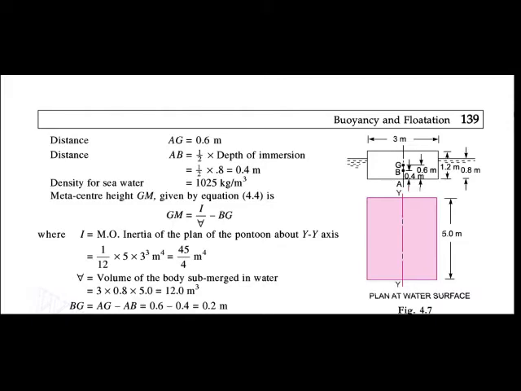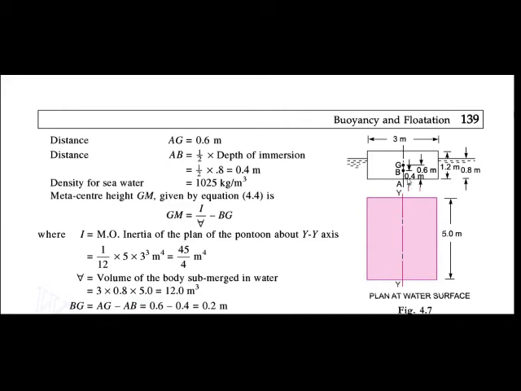Here the depth of immersion is 0.8, and the center of buoyancy will act at the center of this height. So it is equal to 1 upon 2 into the depth of immersion. So distance A to B is equal to 1 upon 2 into 0.8, that is 0.4. From A to B the distance is 0.4.